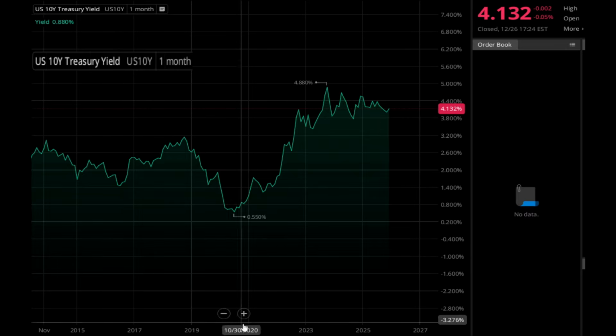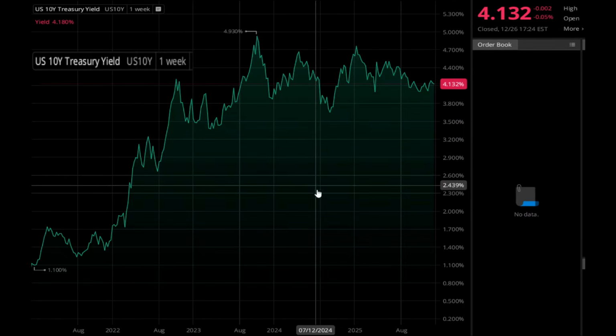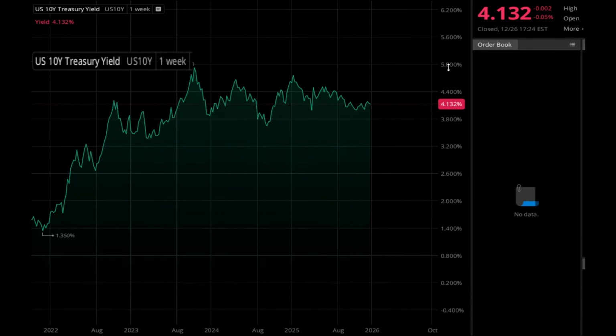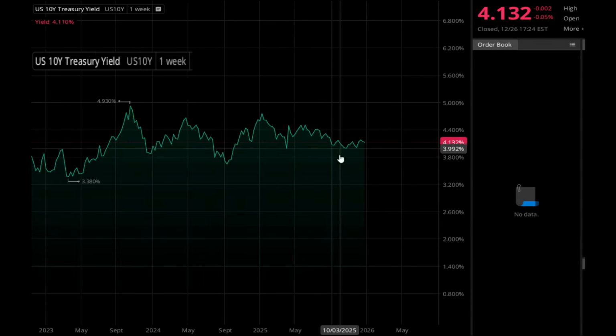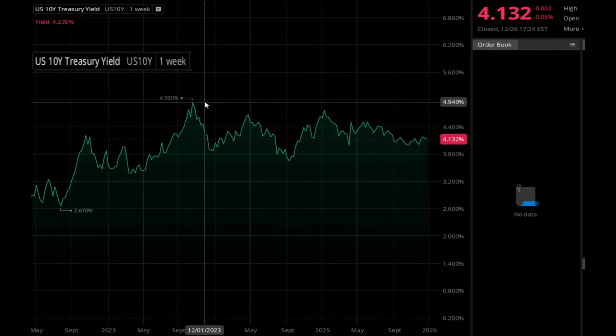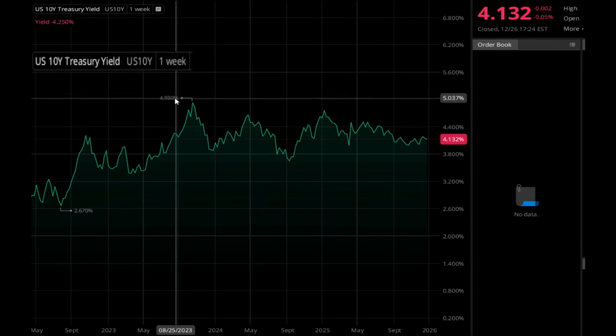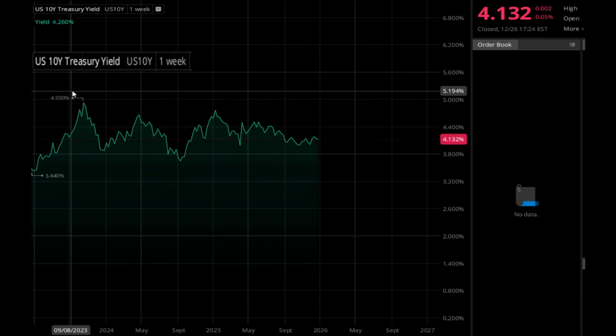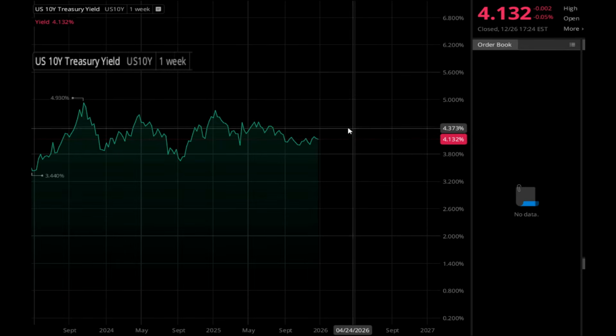And even within the 10-year chart, we see this occurring. And this is the 5-year time frame. But since the high of the 4.93% in the 10-year, we have just been seeing a major downtrend.